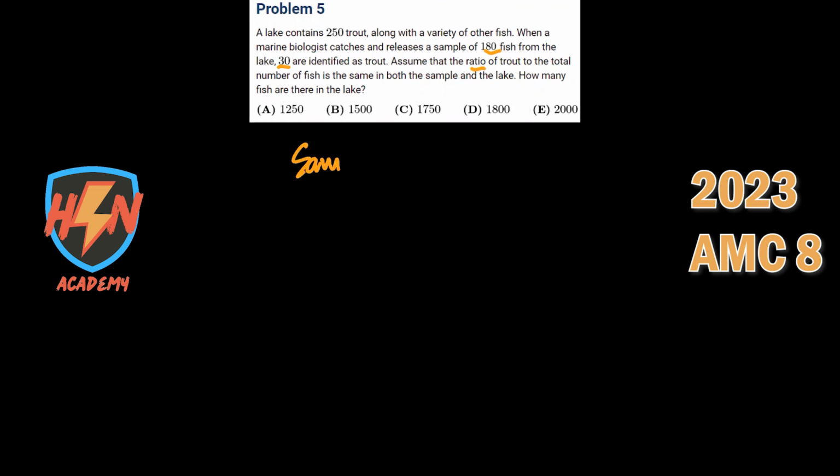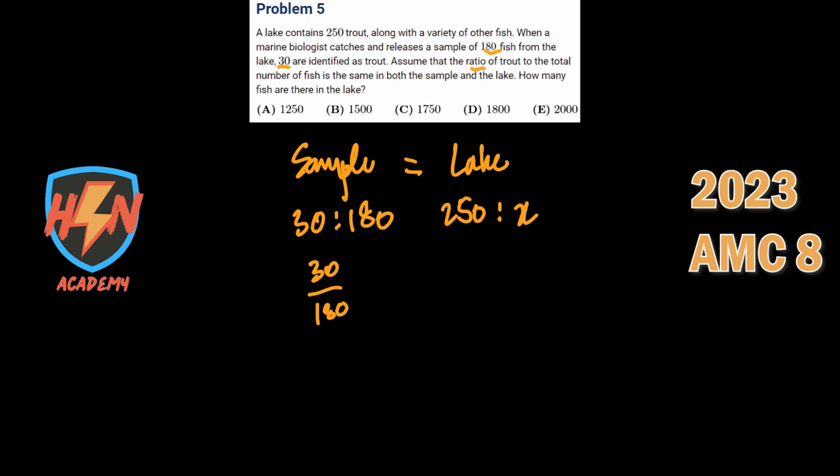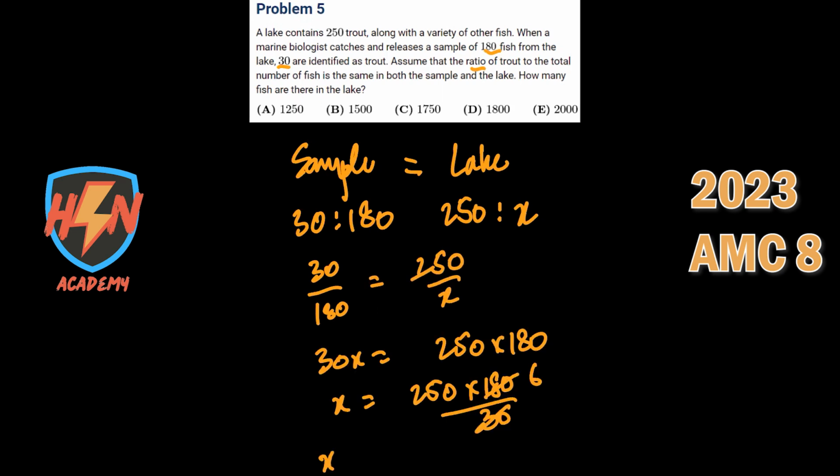In the sample, the ratio was 30 to 180. Okay, and in the whole lake, well, we know there are 250 trout. The total number of fish, we don't know, so let's call that X. And these two ratios are equal, so we can write them as 30 over 180 equals 250 over X. That means X must be 250 times 6. This is 1500. So the answer is B.